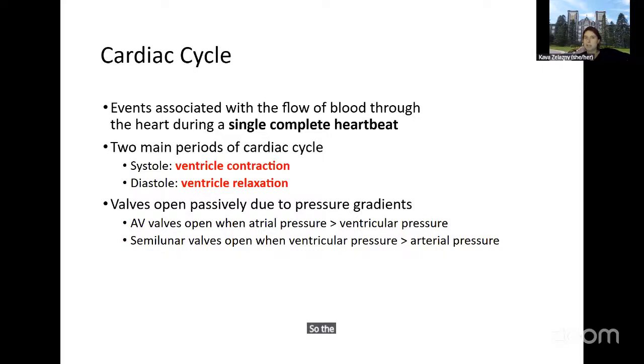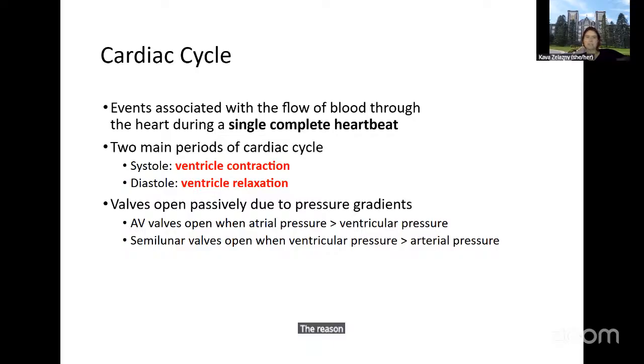So the whole cycle, what we're going to be tracing through is the blood and how it goes through your heart during a single complete heartbeat. So like the boom, boom, right? That's what we're going to be thinking about as we go through the cardiac cycle. We're going to be explaining all those pieces.